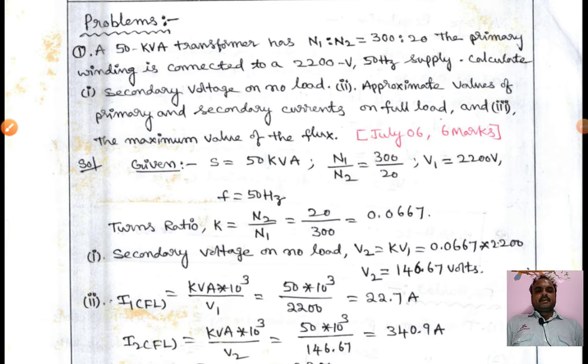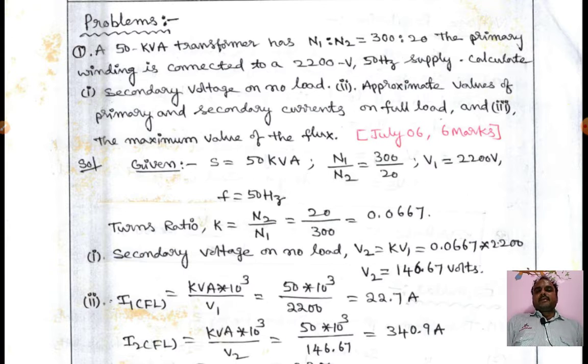Hi everyone, in this video we'll discuss Module 3, single phase transformers problems. So here we have a problem. The first problem is: a 50 kVA transformer has N1 is to N2 equal to 300 is to 20. That is, primary number of turns is to secondary number of turns. Primary number of turns is 300, secondary number of turns is 20.